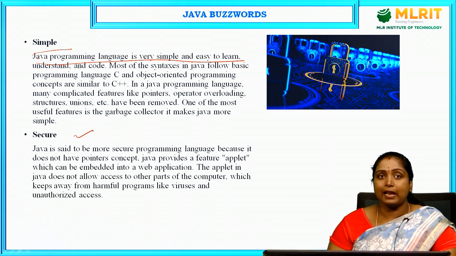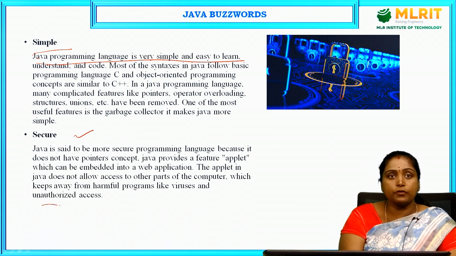Java is tightly controlled with access specifiers, and Java provides a feature called applet, which is embedded in the web application. Hence, it does not allow other parts of a computer to access the data. So we can say that harmful programs like viruses and unauthorized access will not be a problem when you are working with Java. Java is a secure programming language, and this is one of its features.